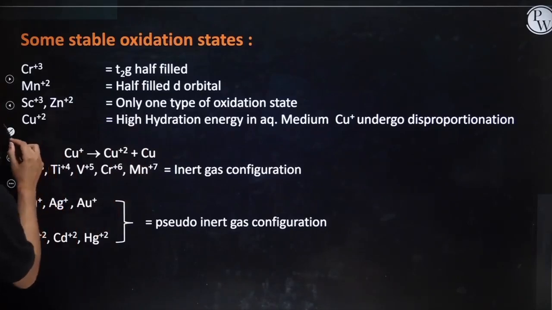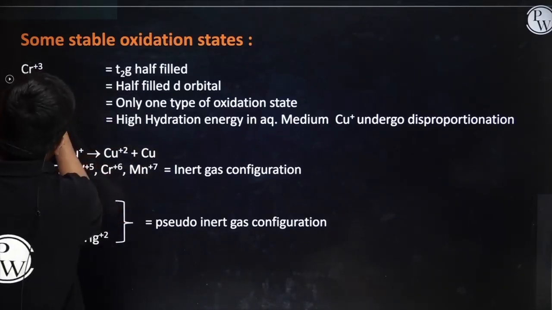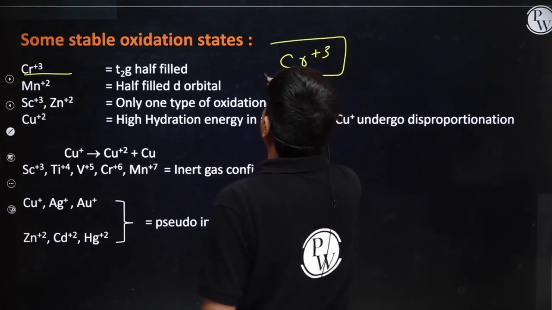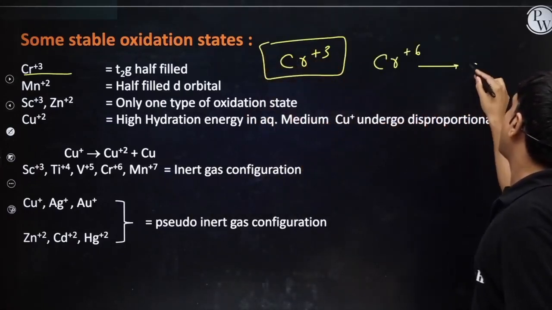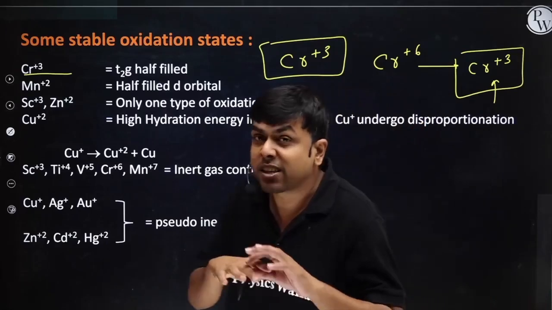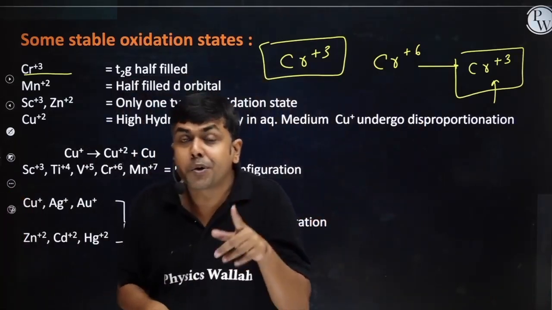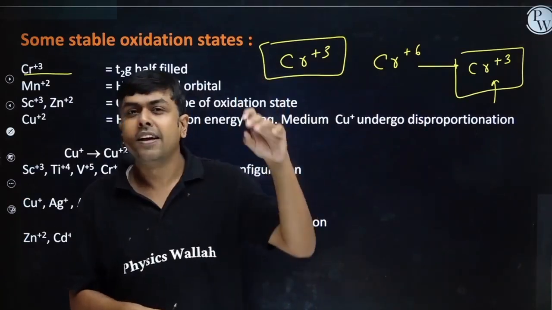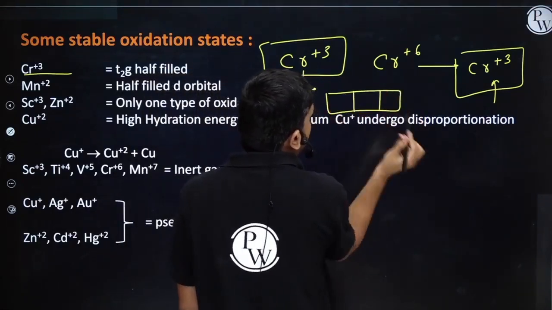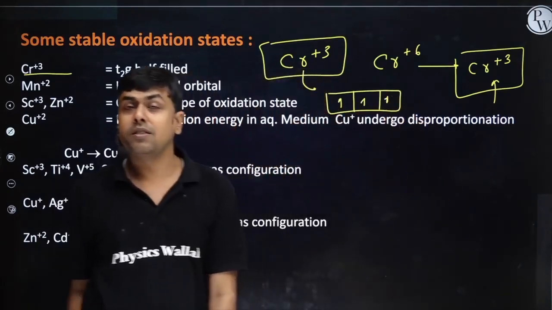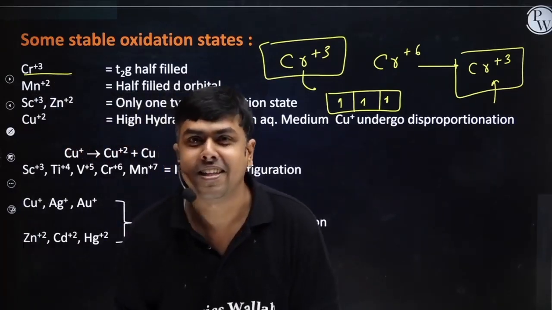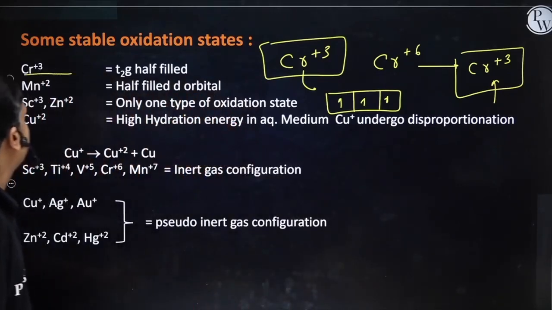Students, these are some of the very important stable oxidation states. If I talk about chromium, the most stable oxidation state is plus 3. That's why you will see most of the time chromium goes from plus 6 to plus 3. Why does it go to the plus 3 configuration? Because we have studied the splitting of the d subshell, right? It splits into two energy levels, t2g and eg. If I talk about Cr plus 3, in t2g we have 1, 1, 1 electron. So this t2g subshell is half filled, and a half filled configuration is a much more stable configuration. Am I clear, students?